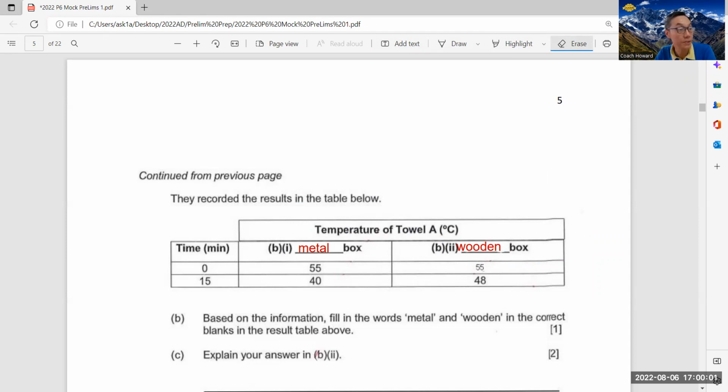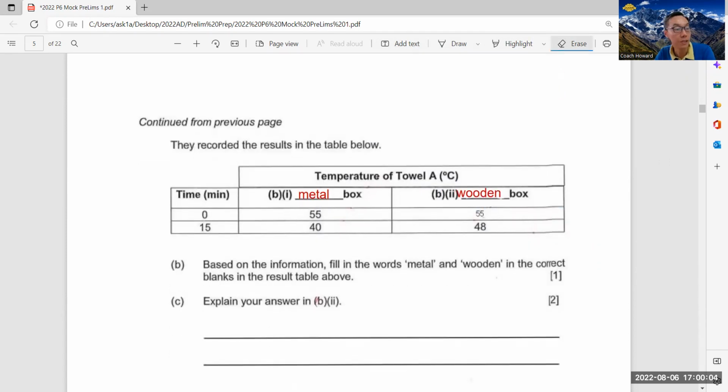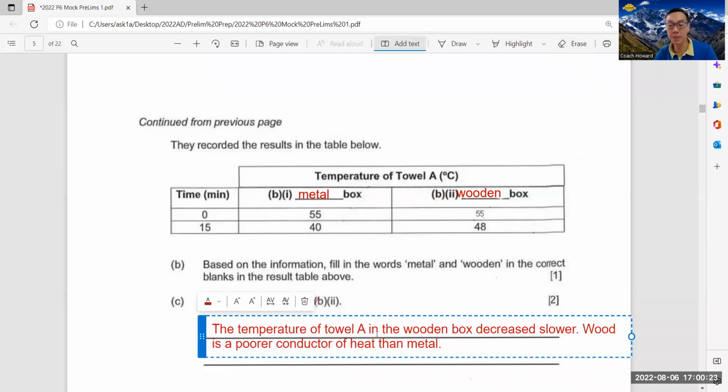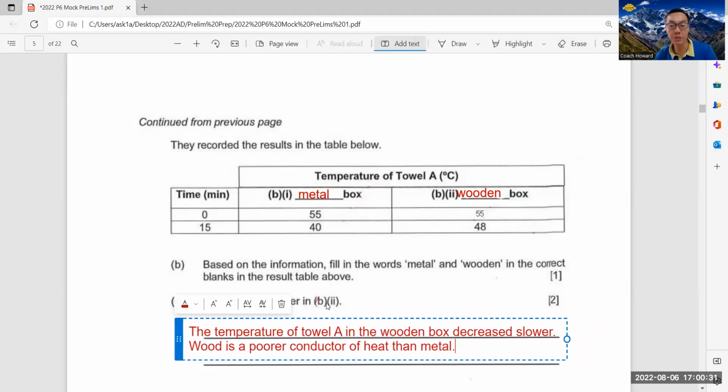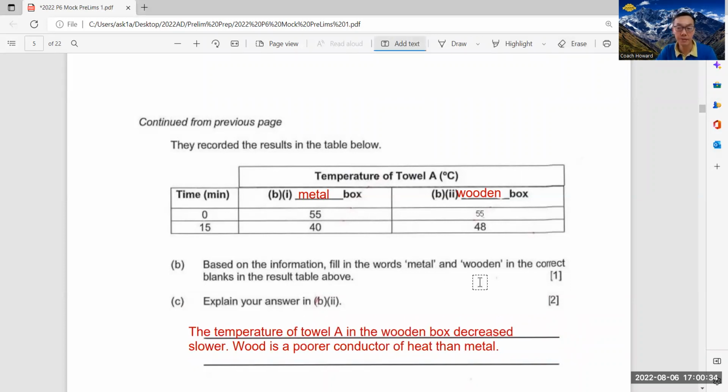Okay, then explain. So you should say that the temperature of the towel in the wooden box decreases slower because wood is a poorer conductor of heat than metal. Okay. Or you can say the other way, the towel in the metal box decreases faster because metal is a better conductor. So this one has two possible answers. Either you mention wood, okay, wood is a poorer conductor of heat, or you say metal is a better conductor of heat. So there are two ways of explanation. Okay, the temperature of towel A in the wooden box decreases slower. Wood is a poorer conductor of heat.